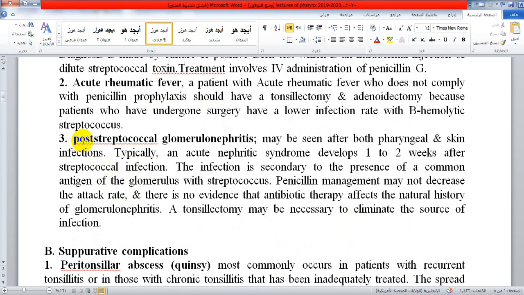The third one is post-streptococcal glomerulonephritis. It may be seen after both pharyngeal and skin infections. Typically, an acute nephritic syndrome develops 1 to 2 weeks after streptococcal infection. The disease is secondary to the presence of a common antigen of the glomerulus with streptococcus. Penicillin management may not decrease the attack rate, and there is no evidence that antibiotic therapy affects the natural history of glomerulonephritis. That's why a tonsillectomy may be necessary to eliminate the source of the infection.